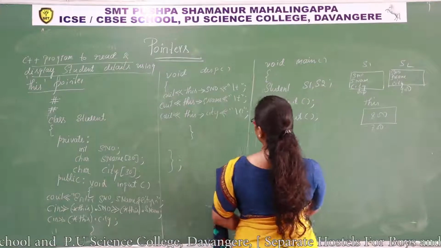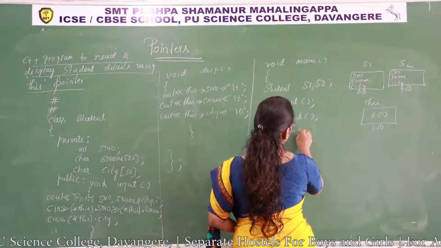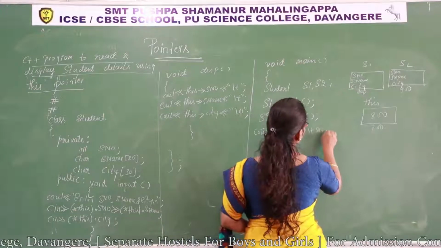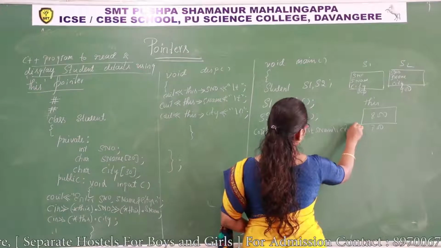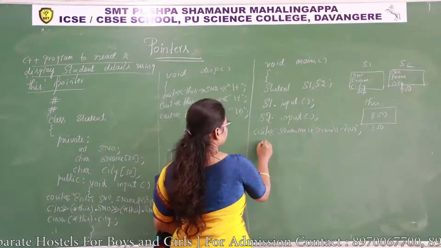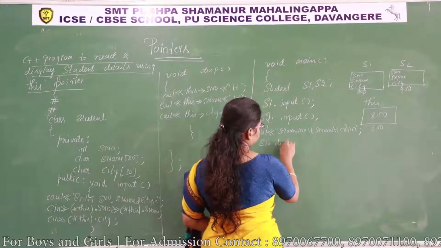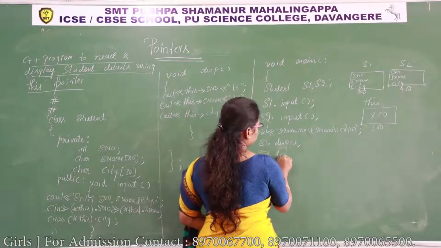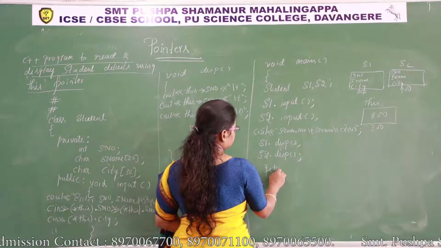Let us write a heading here: student number \t, student name \t and city \n. S1 dot disp, S2 dot disp, getch, close.